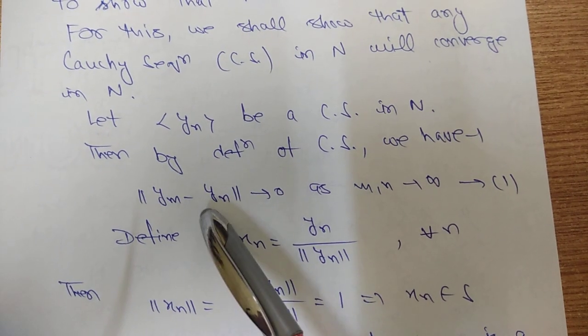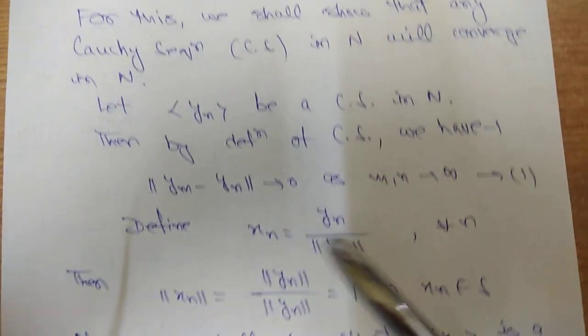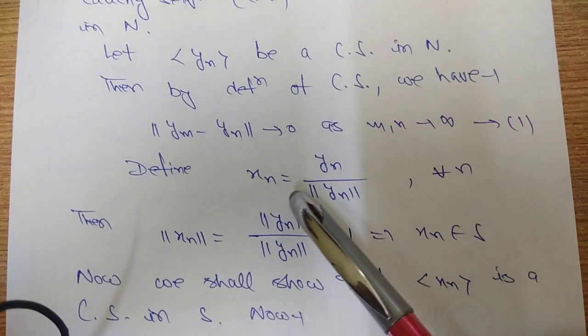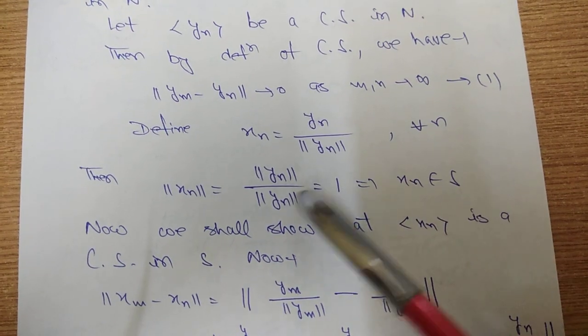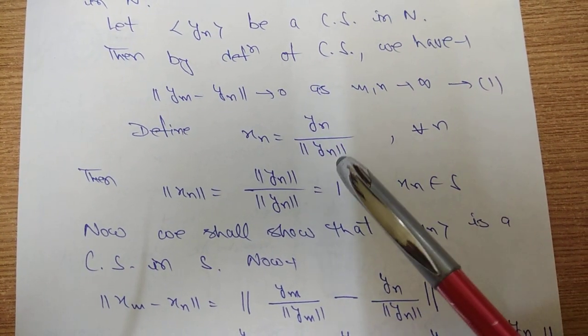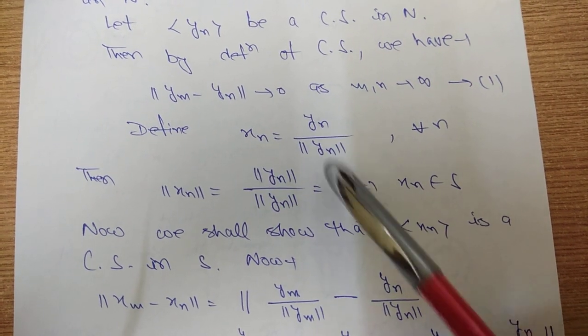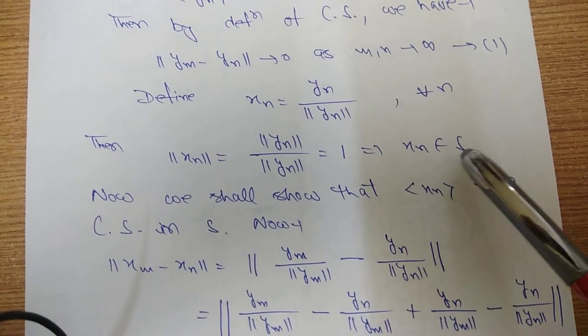We can also say that norm of ym minus yn is less than epsilon for every m, n greater than or equal to p. Now we define xn to be yn upon norm of yn, for every n. Now why are we taking this xn equals yn upon norm yn? Because if we take its norm, it will come out to be 1. So any element whose norm is 1 or less than 1 will belong to S.